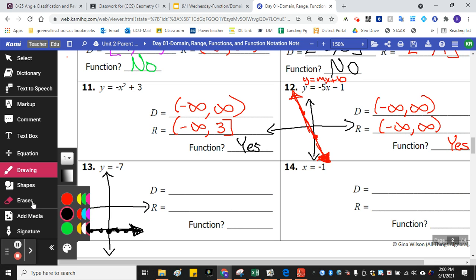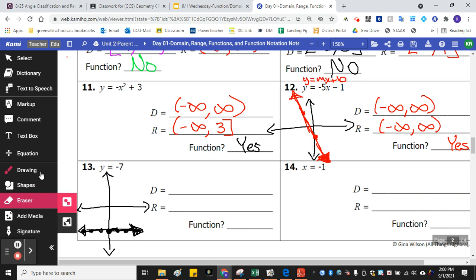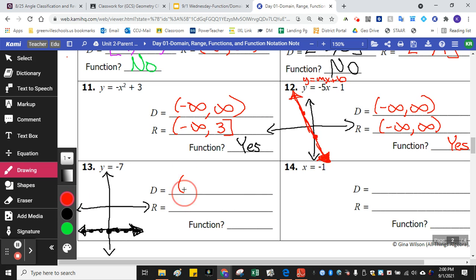All right. Domain for a horizontal line: negative infinity to positive infinity, heading left forever, heading right forever. What about your range? It's just -7. That is the only y value. Is it a function? Yes, definitely a function. It would pass the vertical line test.